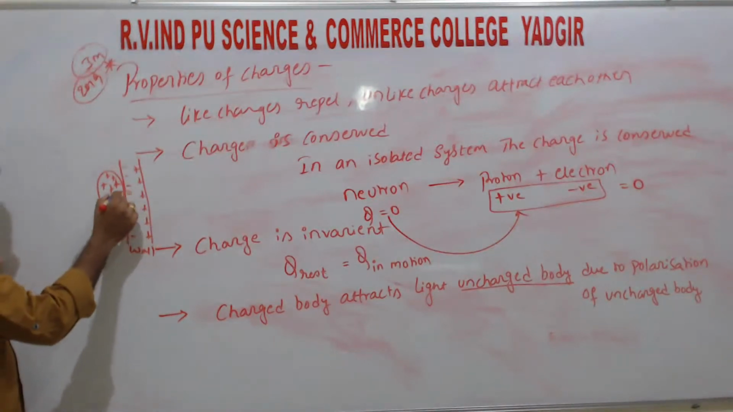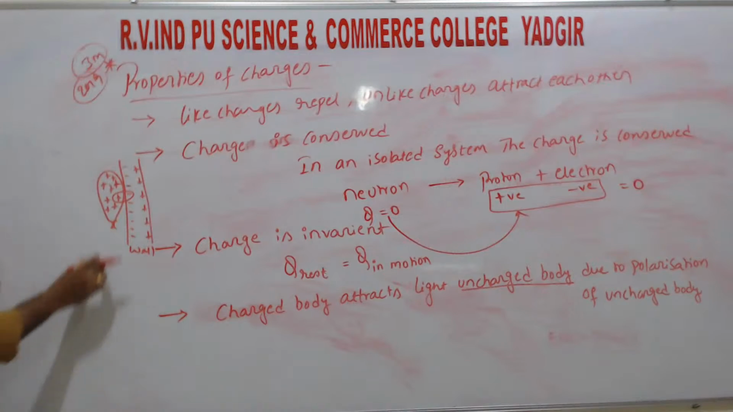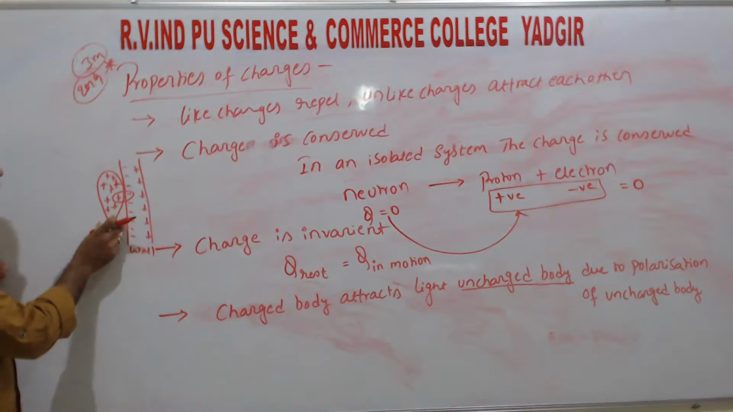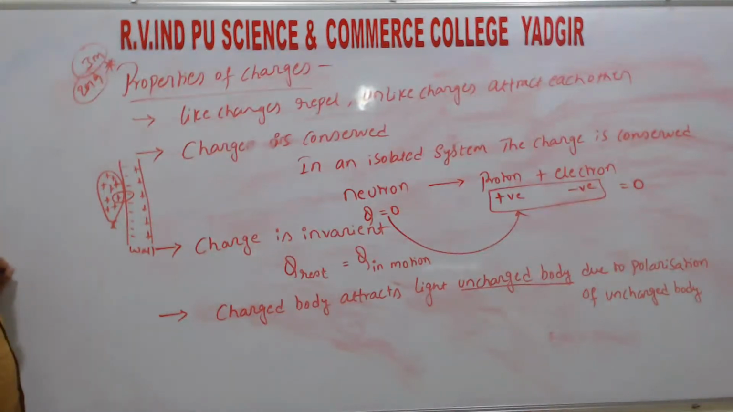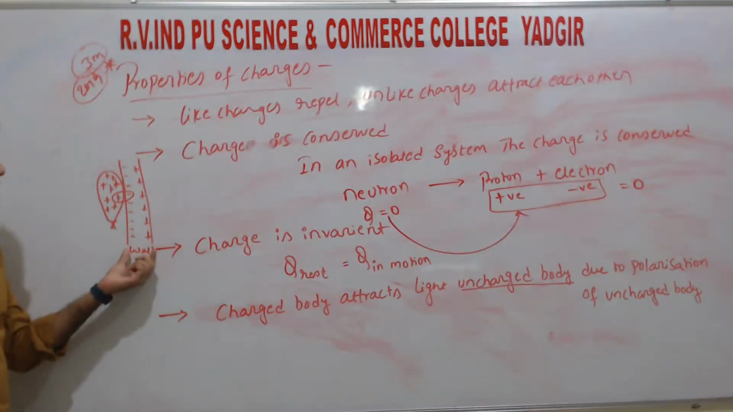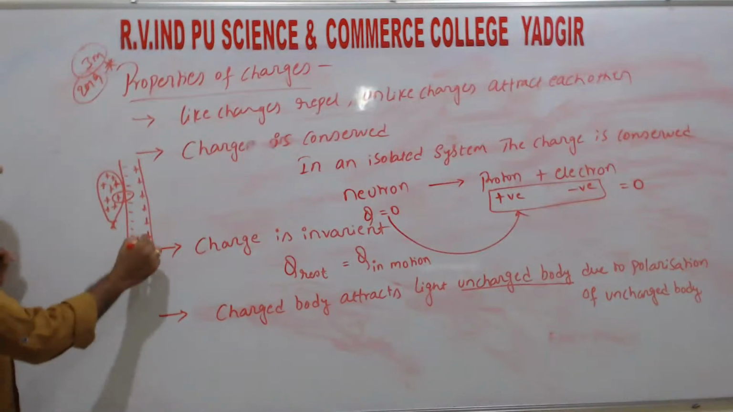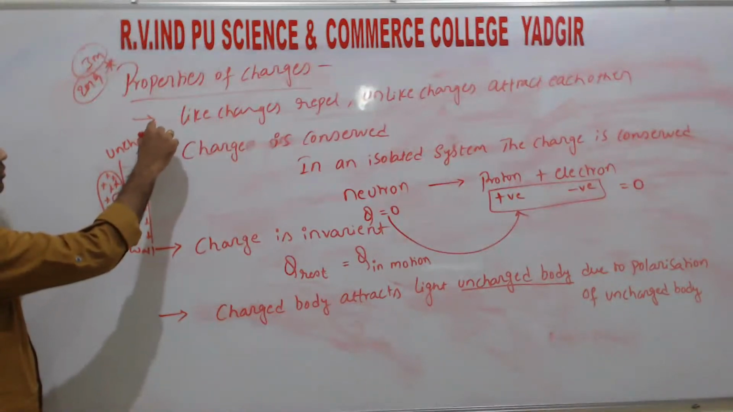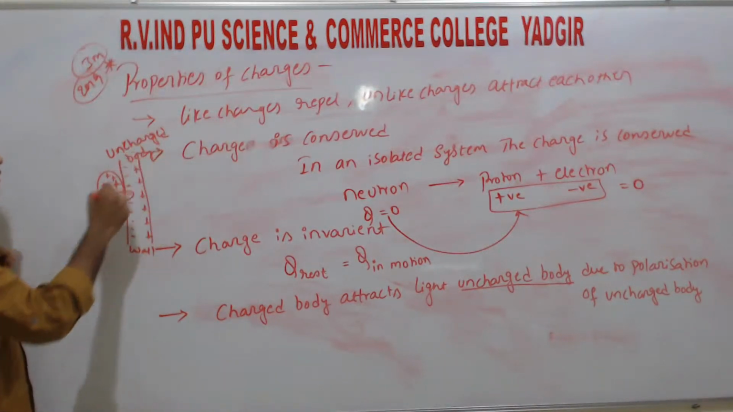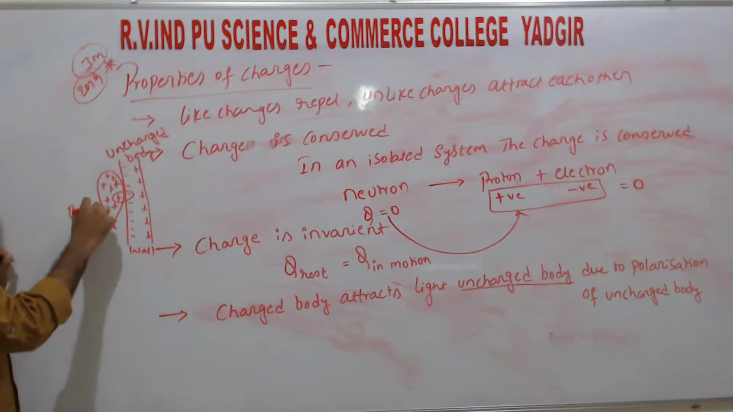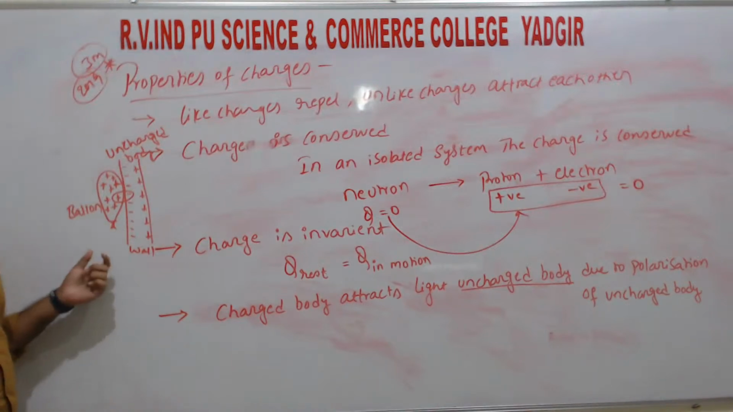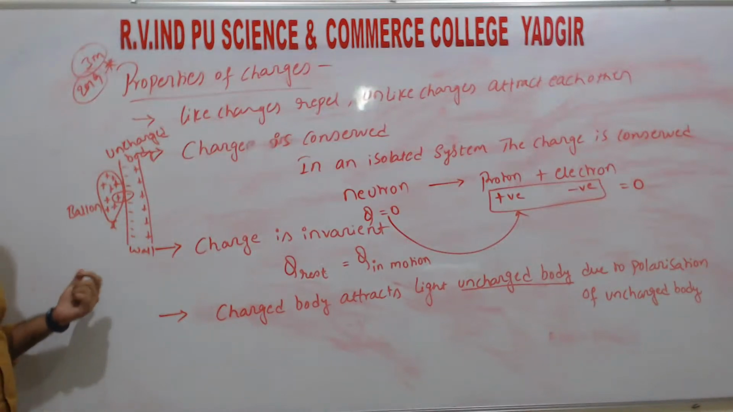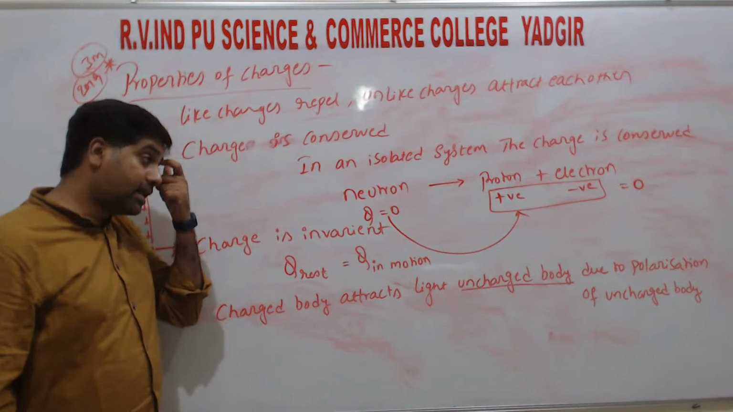So opposite charges attract each other. Hence, the balloon will stick to the wall, right? That is because of the polarization of the uncharged body. Here the uncharged body is the wall, and the balloon is the charged body, right? So due to polarization, the balloon will stick onto the wall. So this one is the fourth characteristic.